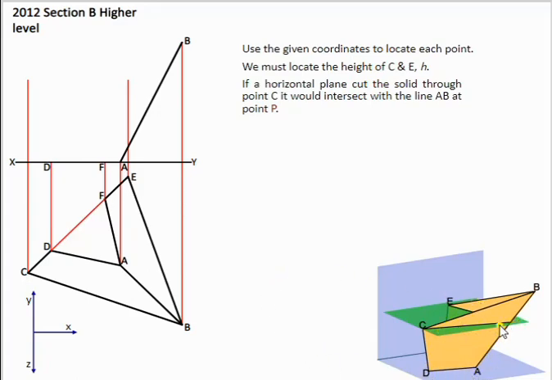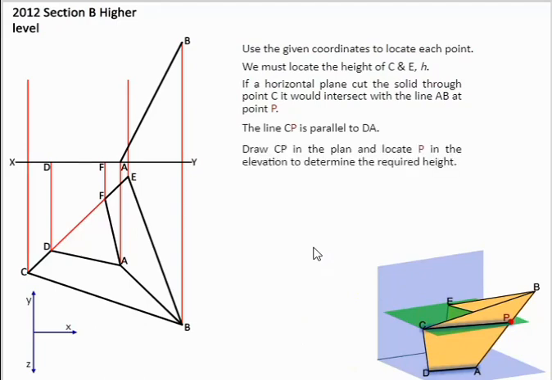What that allows us to do then is draw a line in plan. In the 3D graphic they're showing how we get point P, so we can take this into our plan view. A line which is parallel in one view will be parallel in all views. So we bring a line across from C, and that gives us a point here. This is point P.